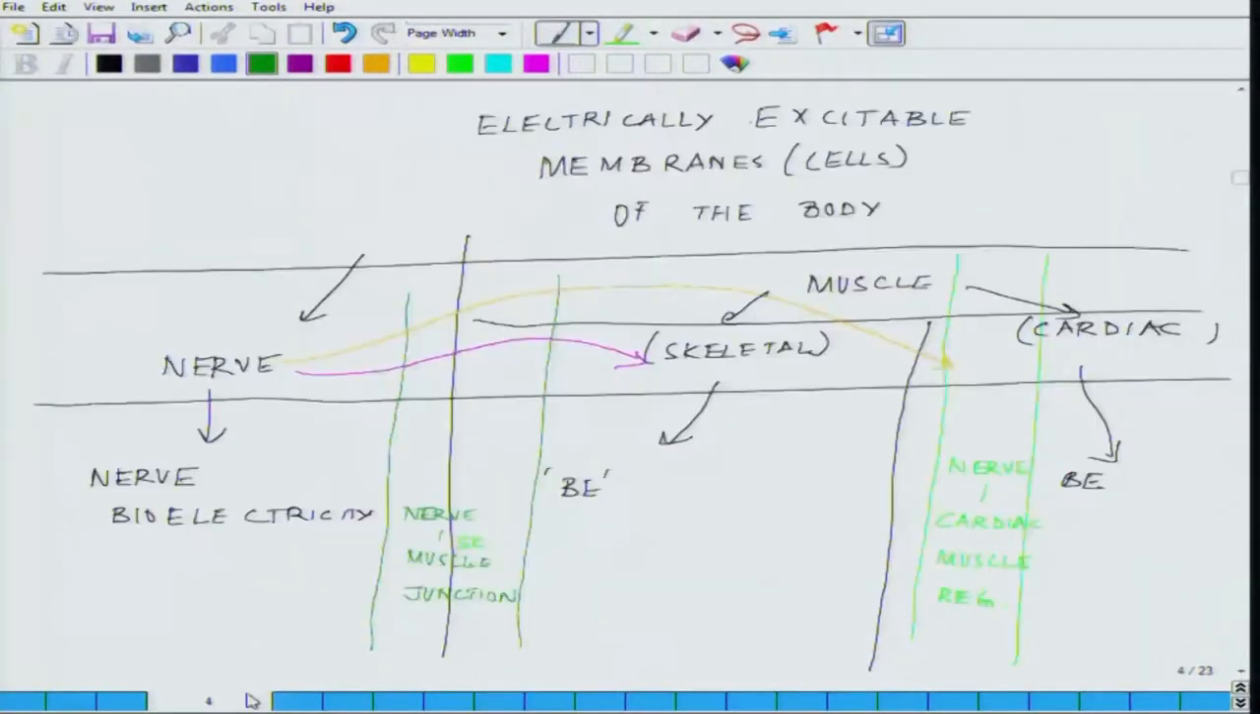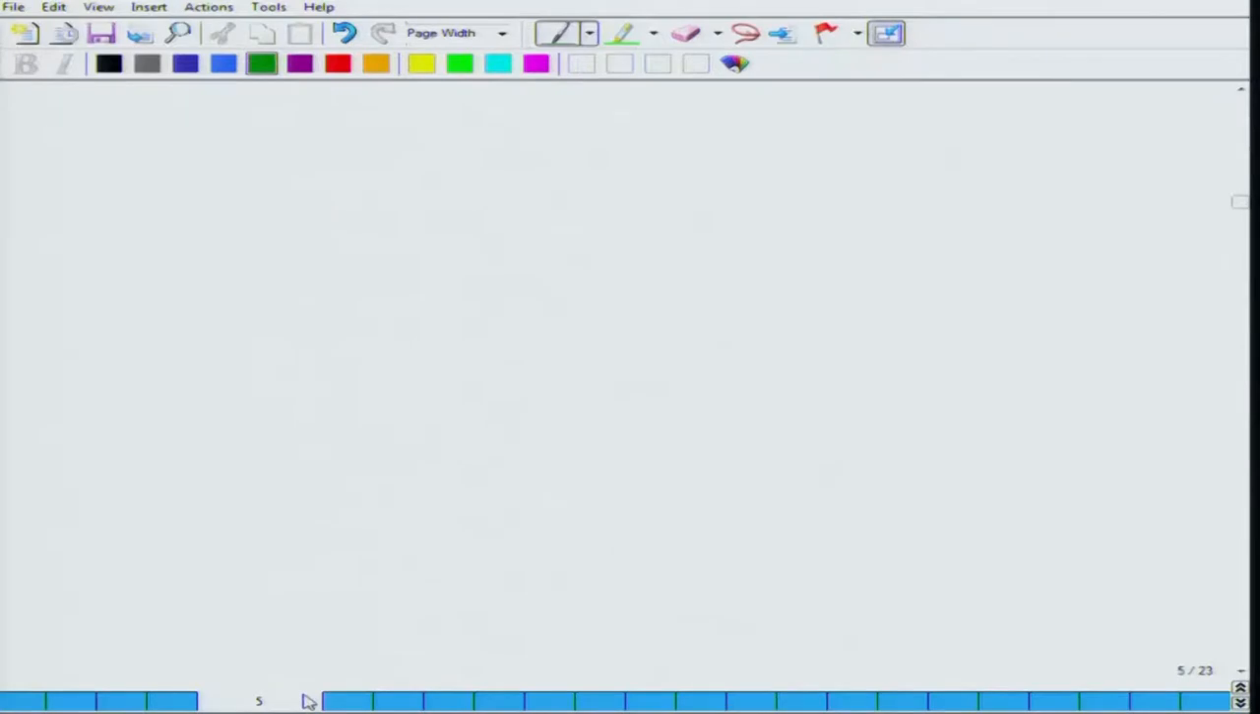So I will try to do it more in a diagrammatic fashion. Say for example, just think of it, if this is your brain, and this is the spinal cord moving in.